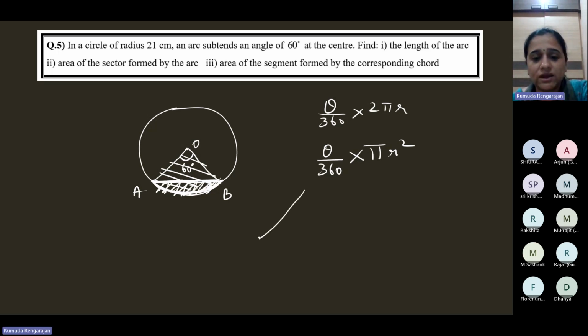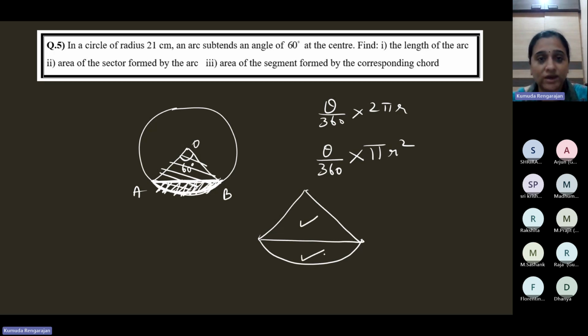So we understood that the area of the sector is made up of the area of the triangle and the area of the segment. The area of the triangle and the area of the segment together make the area of the sector. So from the area of the sector, if you take away the area of the triangle, you will get the area of the corresponding segment.